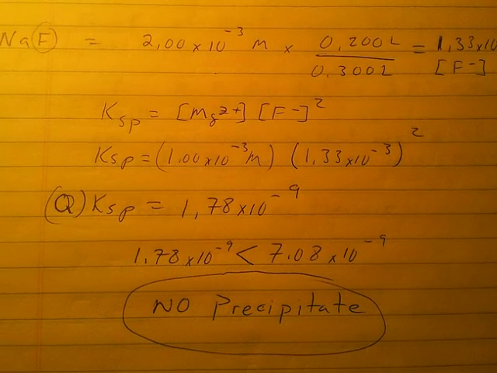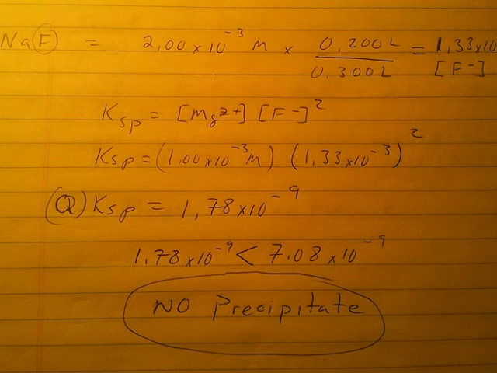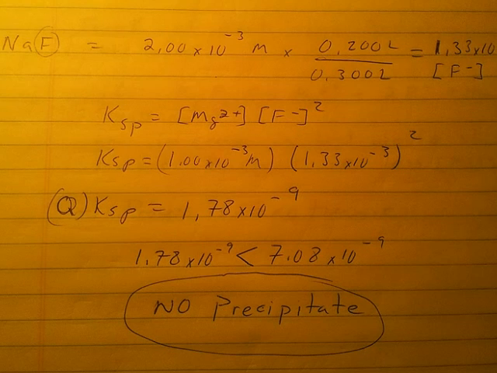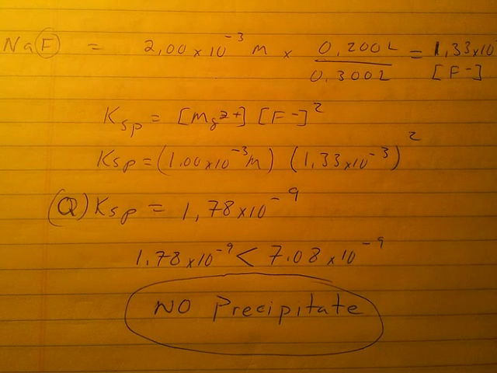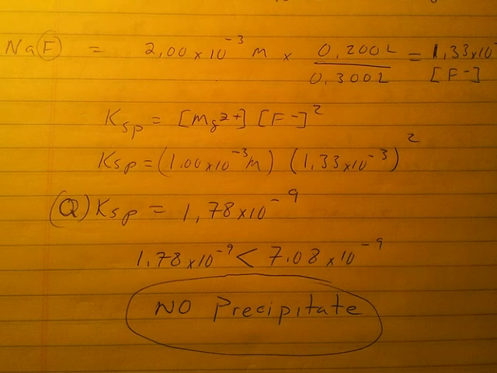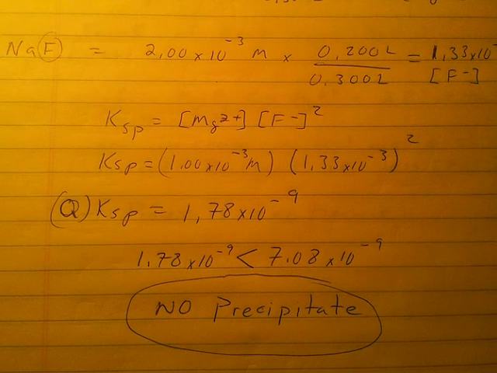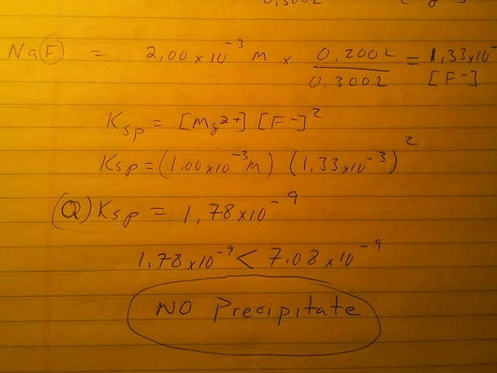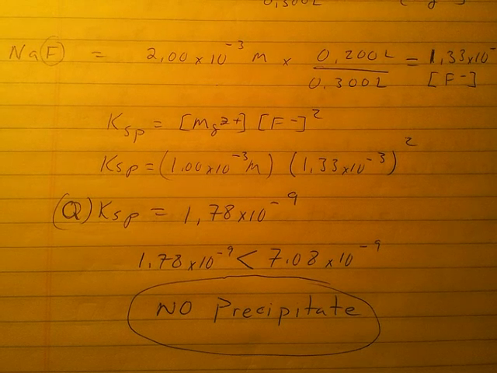Okay, part C. Predict whether a precipitate of magnesium fluoride will form when 100 milliliters of a 3 times 10 to the negative third molar magnesium nitrate solution is mixed with 200 milliliters of a 2 times 10 to the negative third molar sodium fluoride solution. Calculations to support your prediction must be shown.